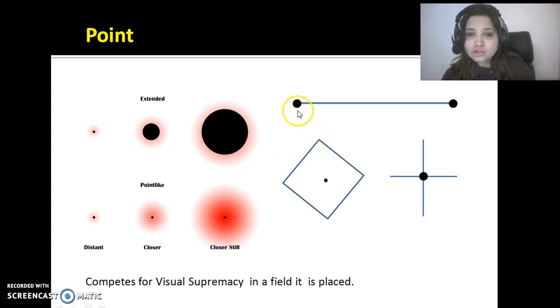The other thing I mentioned was that it is represented by two ends of a line, intersection of two lines, and the position where it is placed in the visual field. So it always tries to compete for its supremacy. If this point is not placed here, and if it is somewhere here or here, then its meaning completely changes. What it is talking about changes.